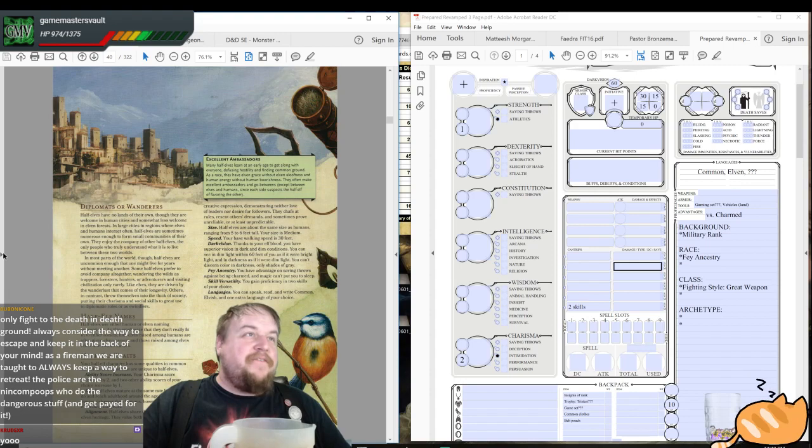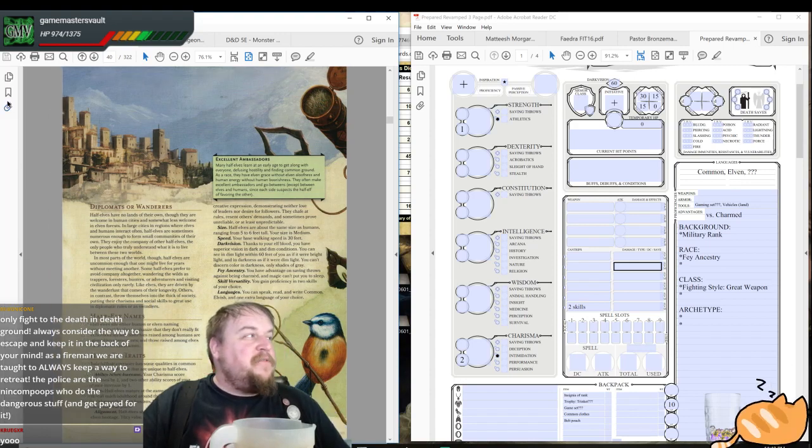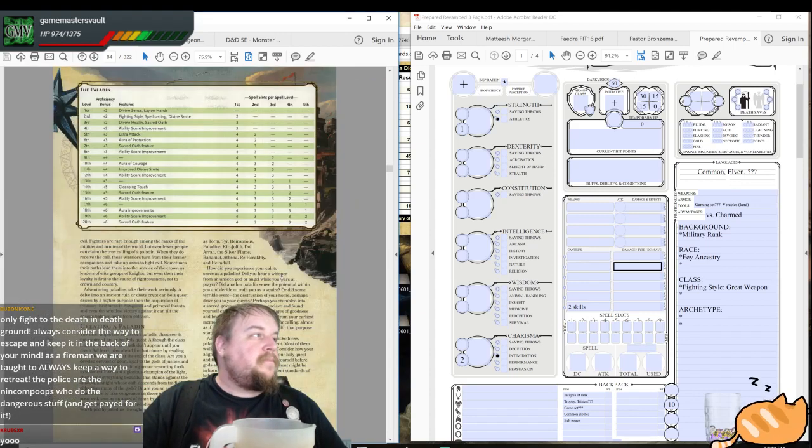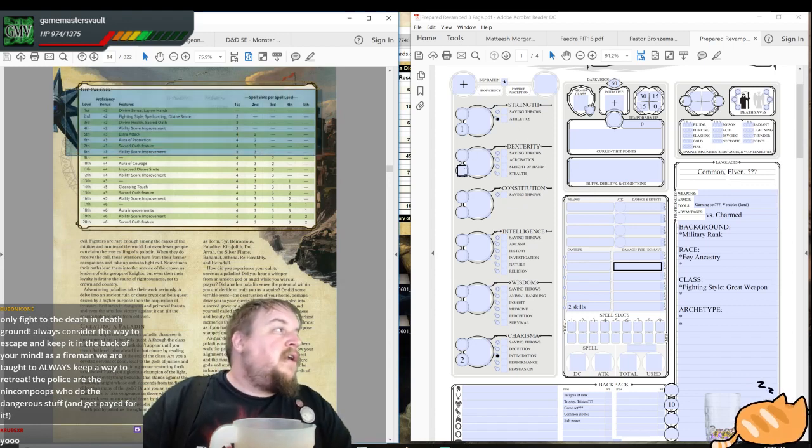Alright, so this is what we get by virtue of being a half-elf. Let's move on to, now, we're going to become a paladin. 8th level, so these are the goodies that we're getting. Our proficiency bonus is going to be a 3. We're going to have 4 first-level spell slots and 3 second-level spell slots.